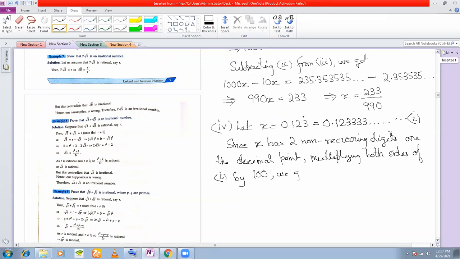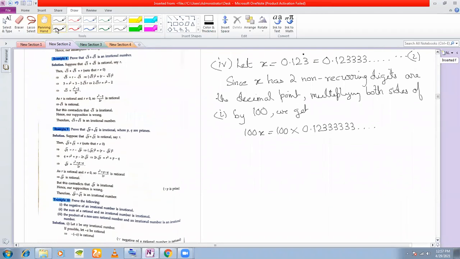We get 100x is equal to 100 into 0.1233333 and so on, right? So therefore you get 100x is equal to, now because you are multiplying the right hand side by 100, 2 decimal places will shift. You'll get 12.333333, right? This is what you're going to get. Call this equation number 2.